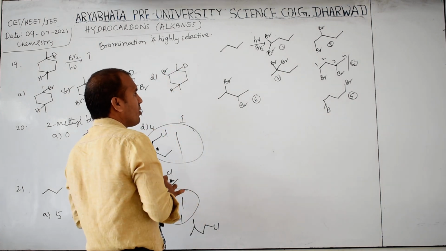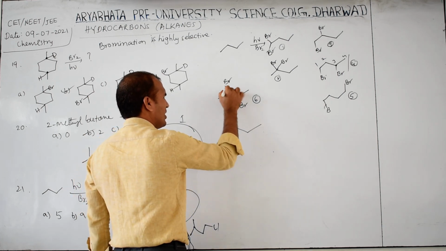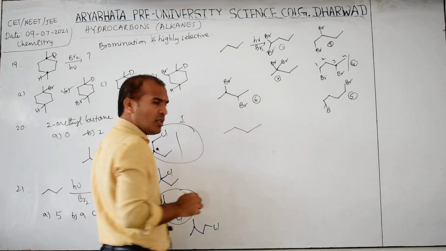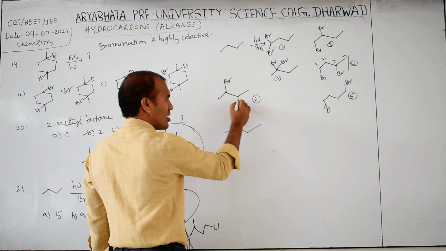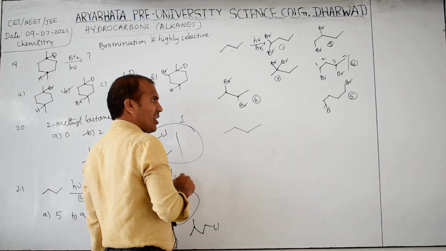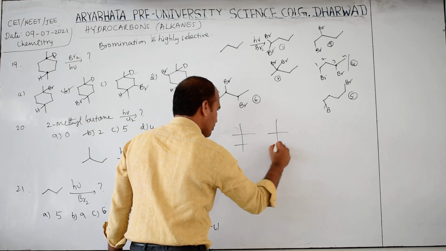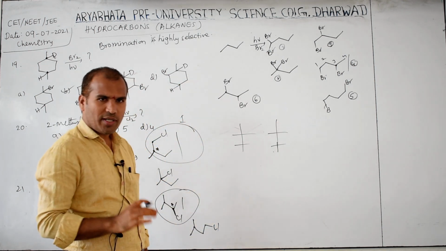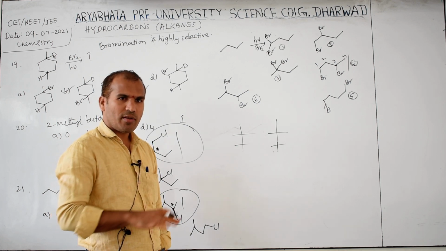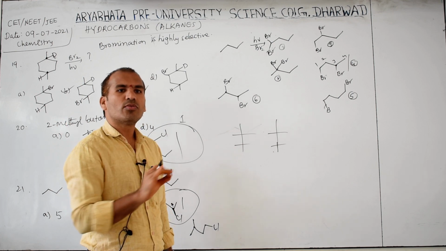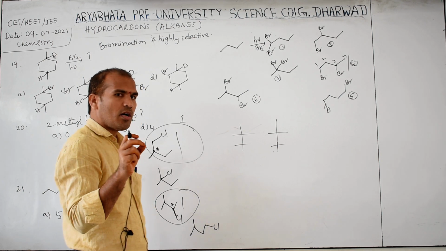So here the diastereomers are possible. This is an enantiomer pair only, but here, is this a chiral carbon or not? CH3, bromine, and hydrogen are there. Here also this is chiral. You know the meaning of enantiomers? Mirror images of each other, but not superimposable. Diastereomers mean not mirror images and not superimposable.